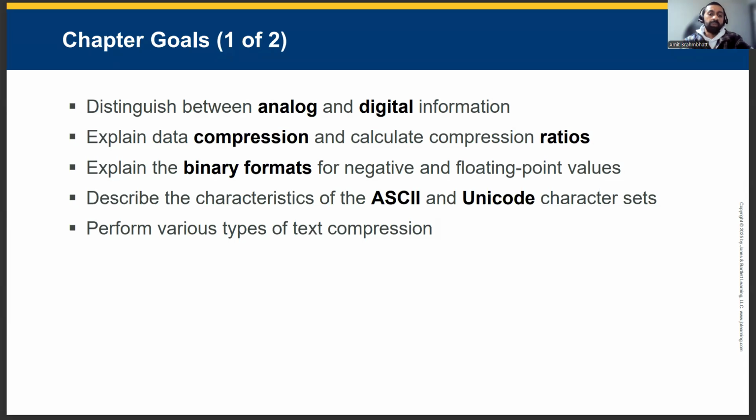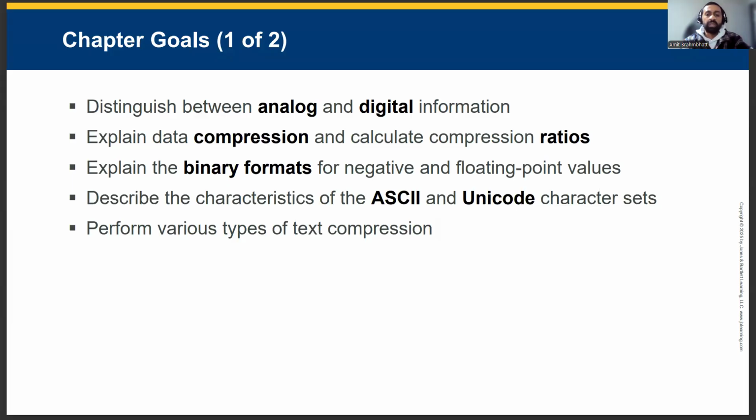We begin by distinguishing between analog and digital information, two fundamentally different ways of representing data. Next, we'll explore data compression, learning what it is, why it's used, and how to calculate compression ratios. We'll also examine how computers represent negative numbers and floating point values in binary format.